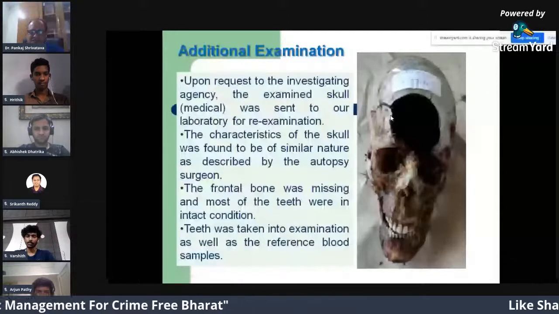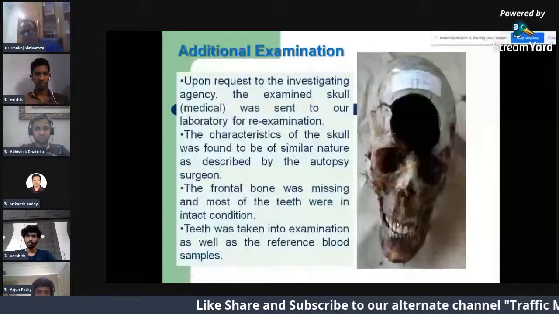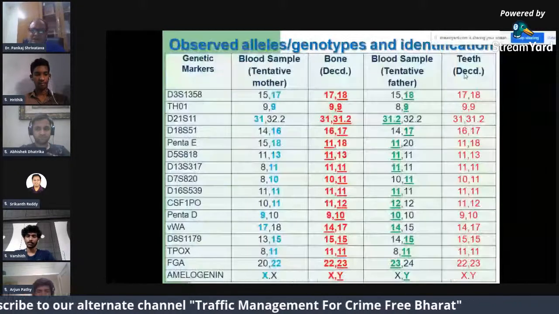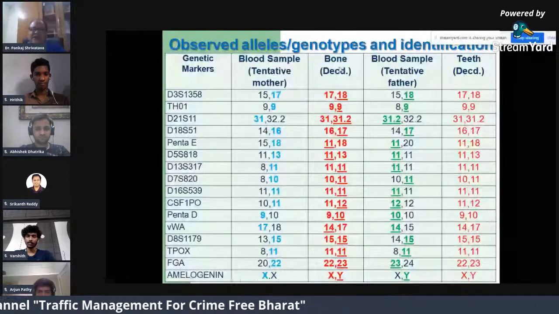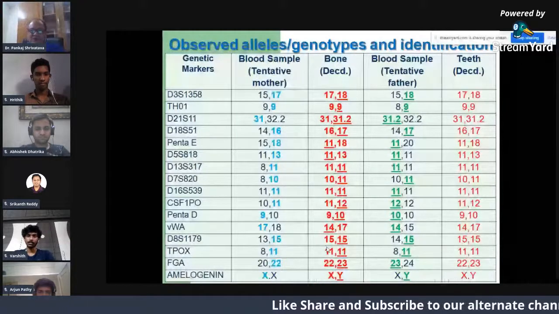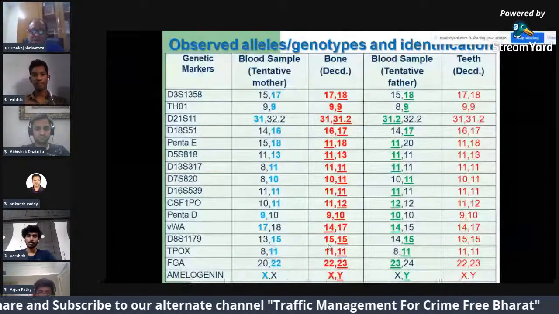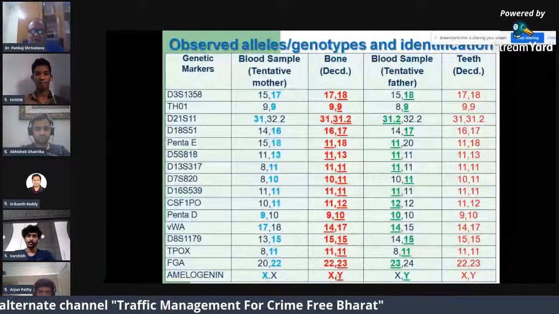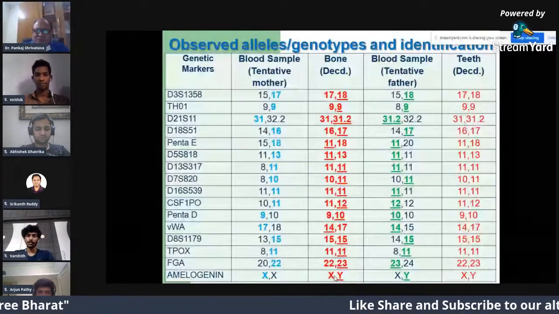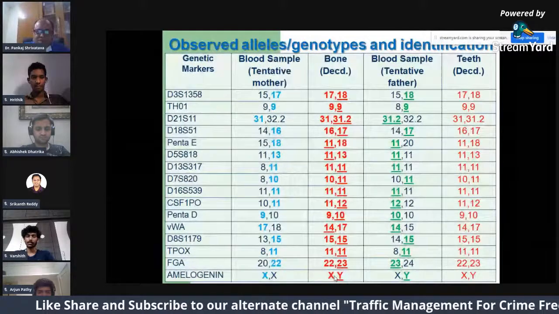Okay, now this skull is having a few teeth. So we took teeth and we generated a DNA profile, and you can see here that the profile generated from teeth and the profile generated from bone are identical on all the markers. Okay, so now the point which came out of this DNA testing is that this bone belonged to a male, not to a female. So I'm trying to say how conclusive DNA technology is.